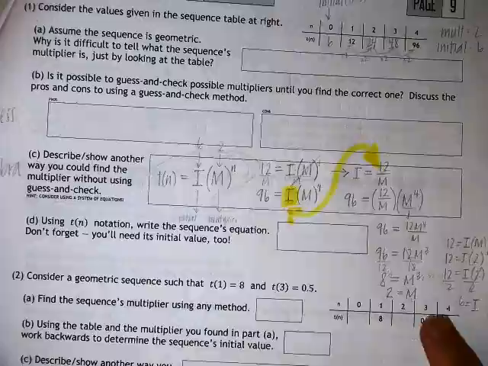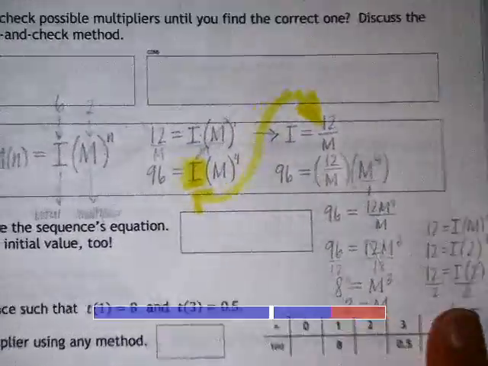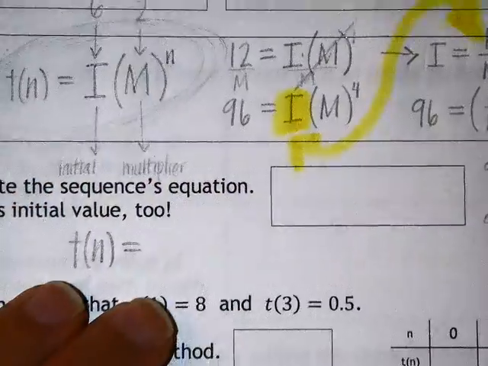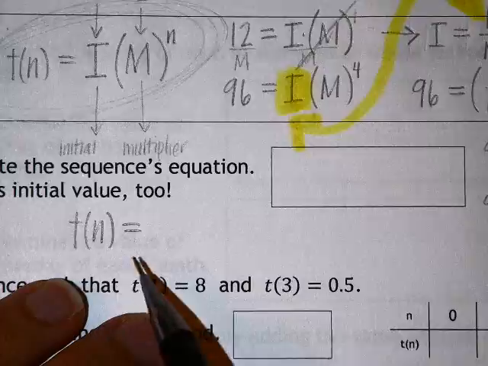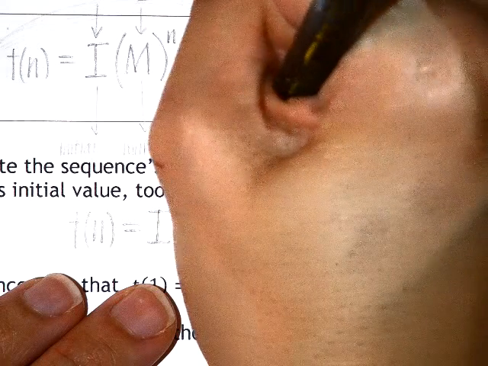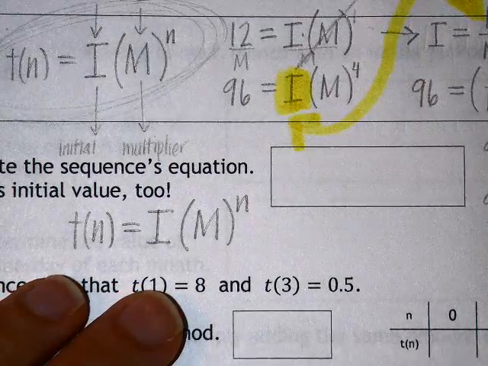And if you didn't watch the algebra video because you skipped it, I'll just remind you of what a geometric equation needs to look like. A geometric equation always needs to start with t of n equals, because all sequence equations start with t of n equals. It needs to have an initial value times a multiplier to the power of n.